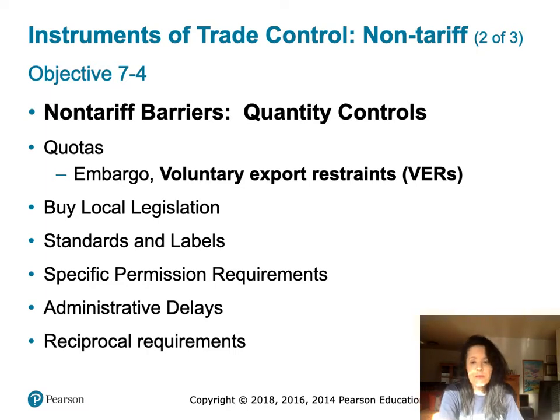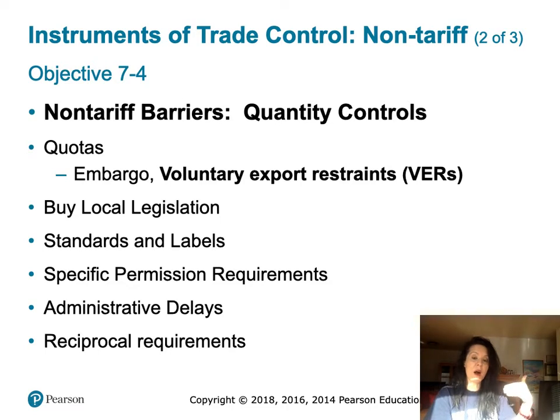A specific type of quota that prohibits all trade is called an embargo. For instance, the United States, after the revolution in Cuba, imposed an embargo on the trade between the United States and Cuba, which meant that the Cuban goods could not enter the US borders. So an embargo is a specific type of quota because it prohibits all trade with another country.